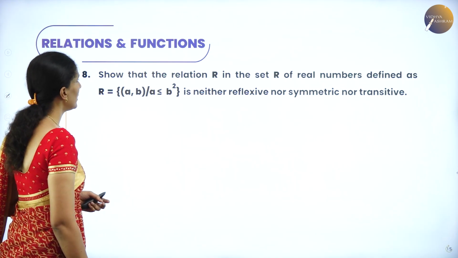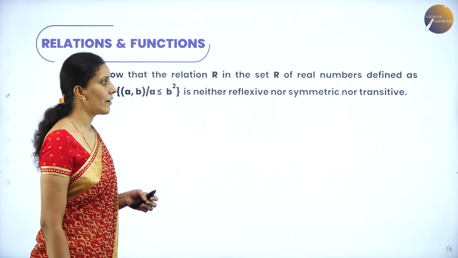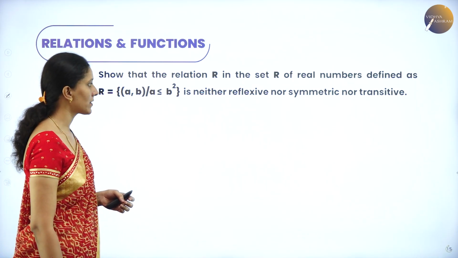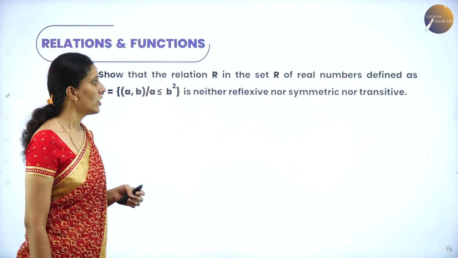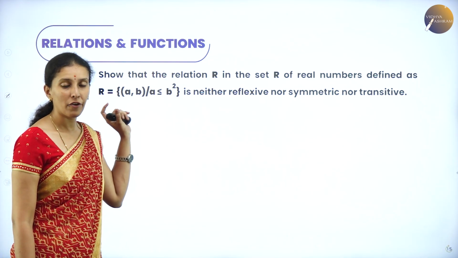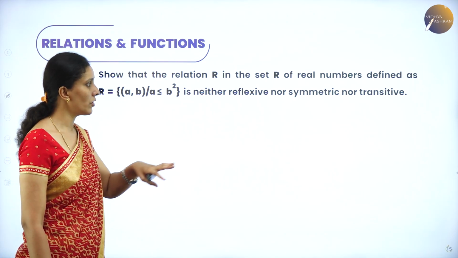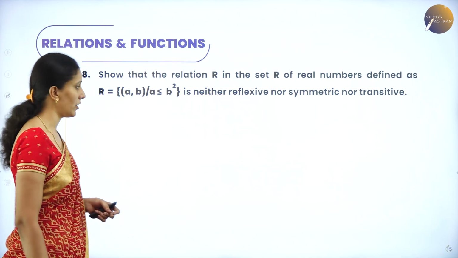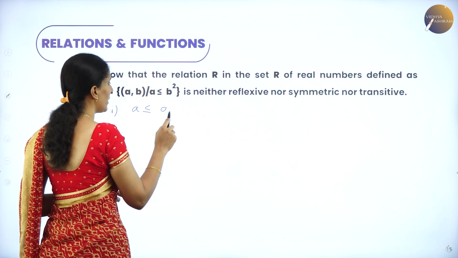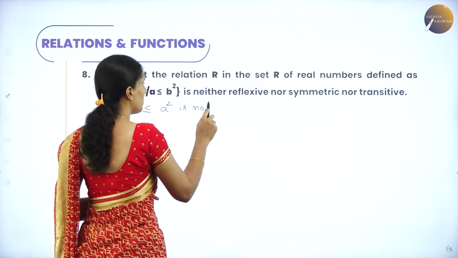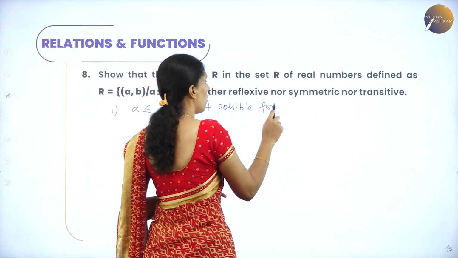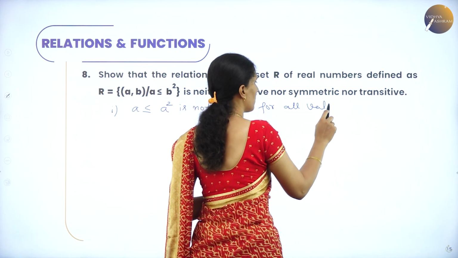Next question. Show that the relation R in the set of real numbers defined as (A, B) with A less than or equal to B square is neither reflexive nor symmetric nor transitive. So this is just an example of a relation that is not reflexive, nor symmetric, nor transitive. So here clearly, A less than or equal to A square is not possible for all values in R.